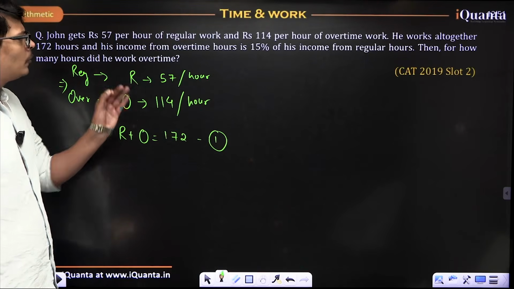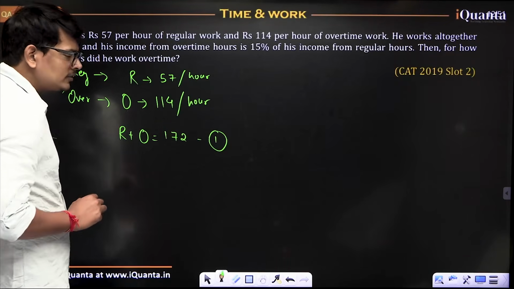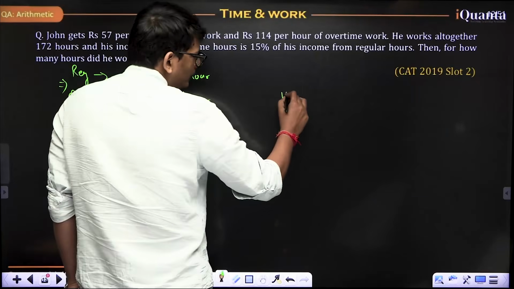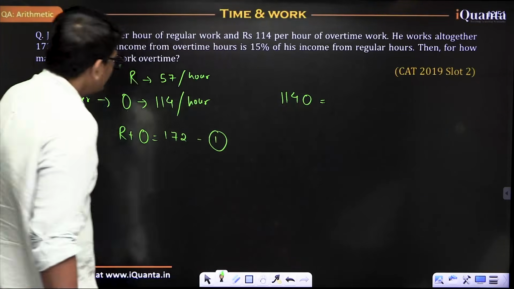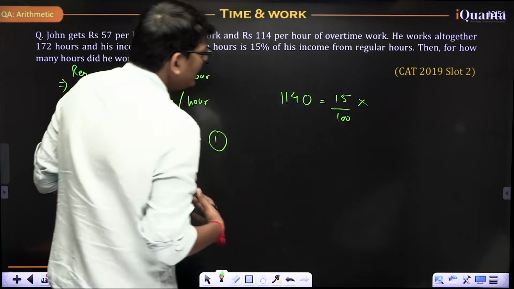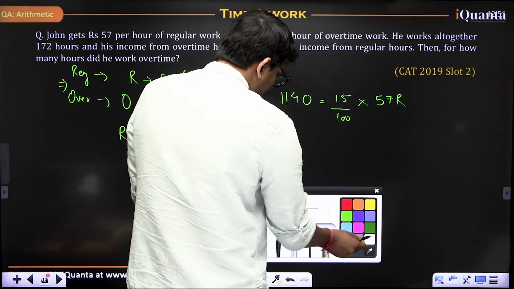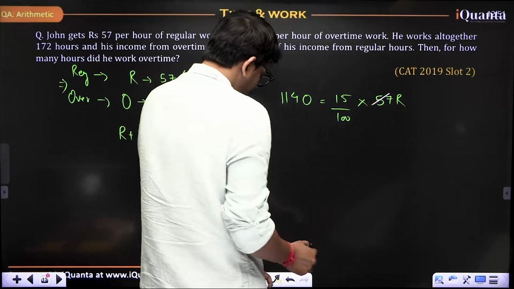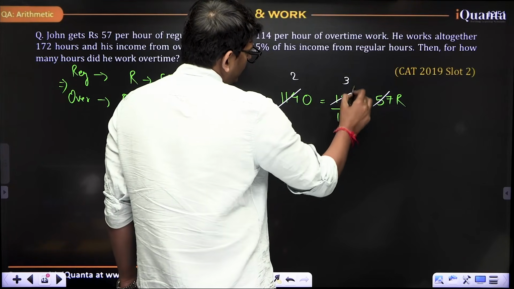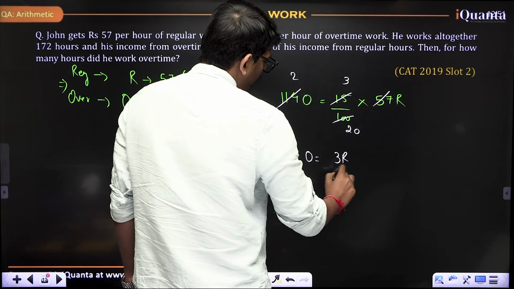And his income from overtime hours is 15% of his. Okay, so number of overtime hours is O, and the money he will be getting is 114 O. That is 15 by 100 of income from regular hours. So 57 per hour. Now let's cancel this out. 19, 57 से भी चला जाएगा. 57 into 2 directly. So you can say O is equal to 3R by 40.